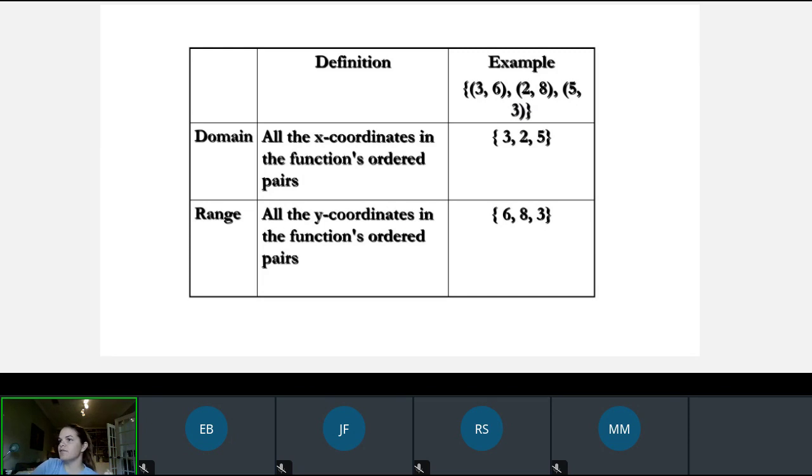So for instance, if this is our function here, our domain is going to be all the x values. So 3, 2, and 5. Our range is going to be all the y values. So 6, 8, and 3.